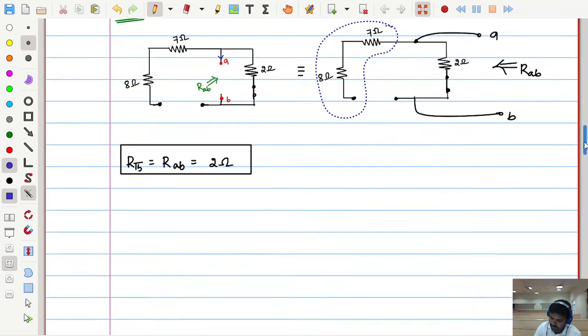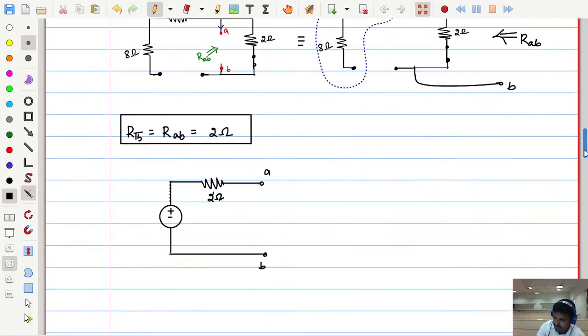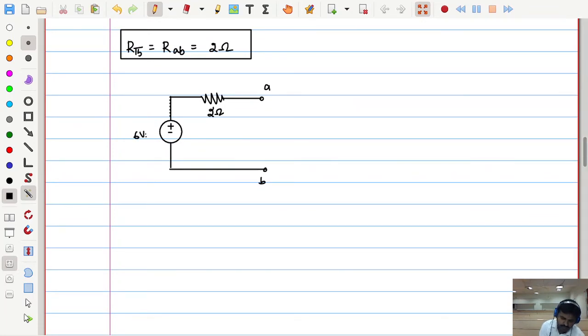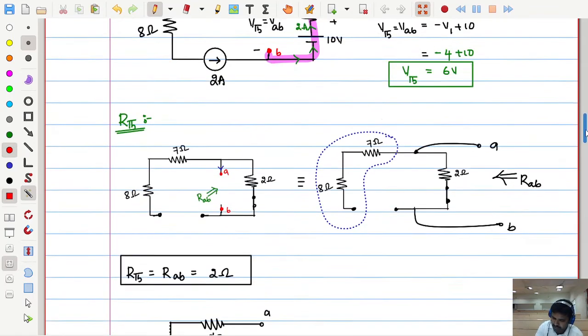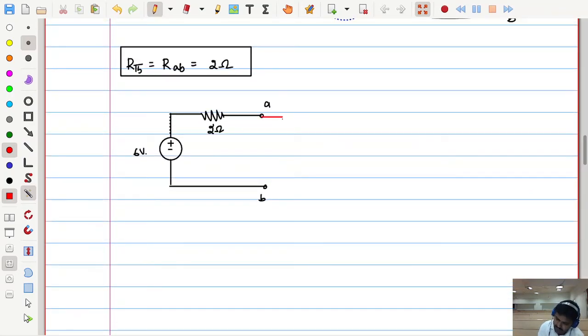Once we get this, what do we need to do? According to Thevenin's theorem, what is the Thevenin's equivalent? VTH in series with RTH. Now these are the terminals A and B. RTH is 2 ohms, VTH is 6 volts. Now what we have to do is connect our load. What is the load resistance? RL is equal to 5 ohms. So I am connecting that load resistance here. This is RL equal to 5 ohms, which we removed initially.